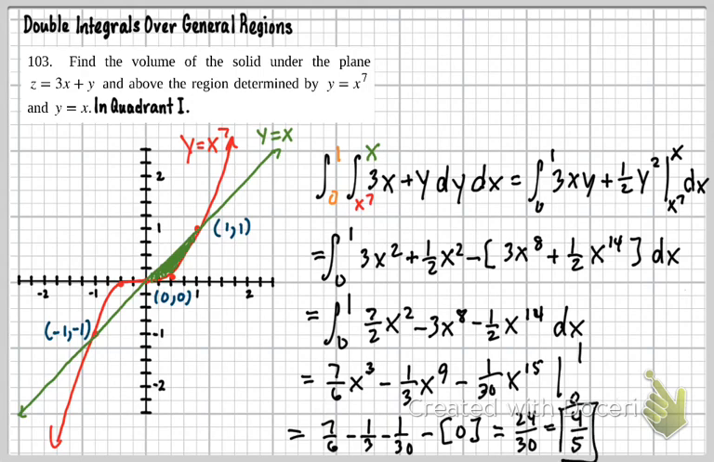So like I said, a big deal here is understanding the region. We're actually projecting up to the surface of the f(x,y) function. So that's the big deal here. We have to understand that in order to deal with our bounds, and if we're going to do a dy first or a dx first.